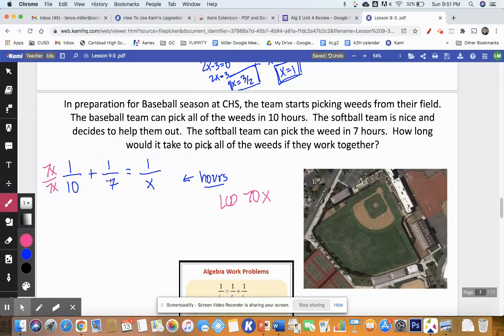1 over 7, how do I get 7 to 70X? What do I need to multiply by? 10X over 10X. And then on the right-hand side of my equation, 1 over X, to get to 70X, I just need to multiply by 70. All right, let's multiply out. We have 7X over 70X, right? 7X times 10 is 70X, plus 10X over 70X equals 70 over 70X.